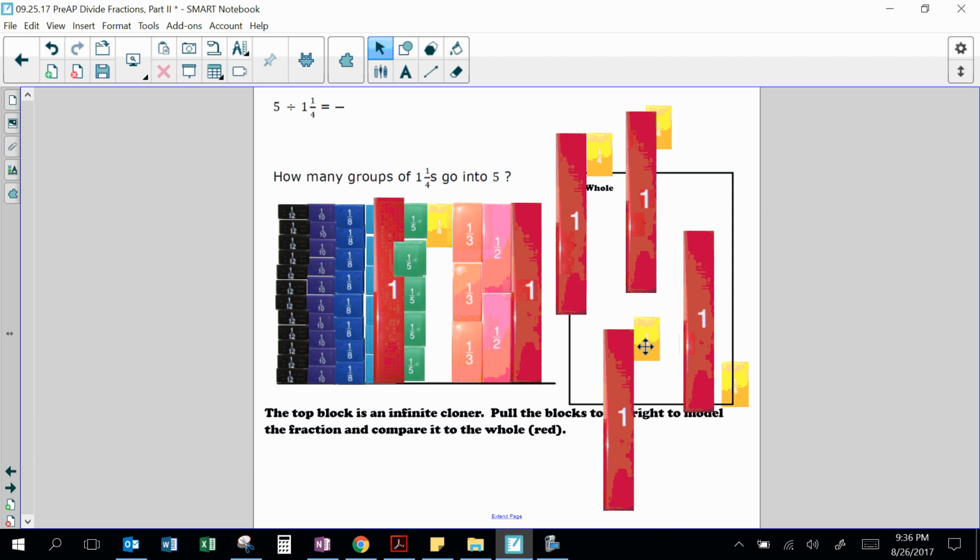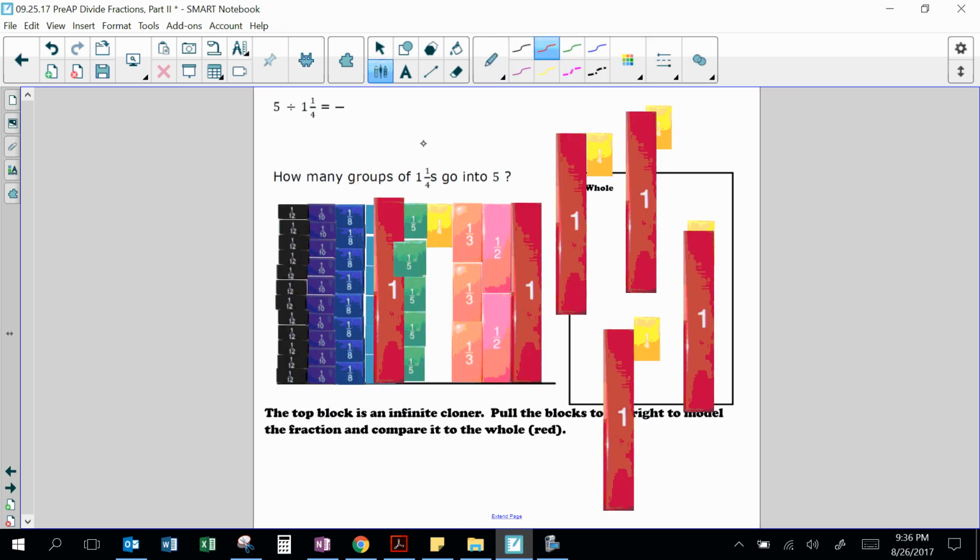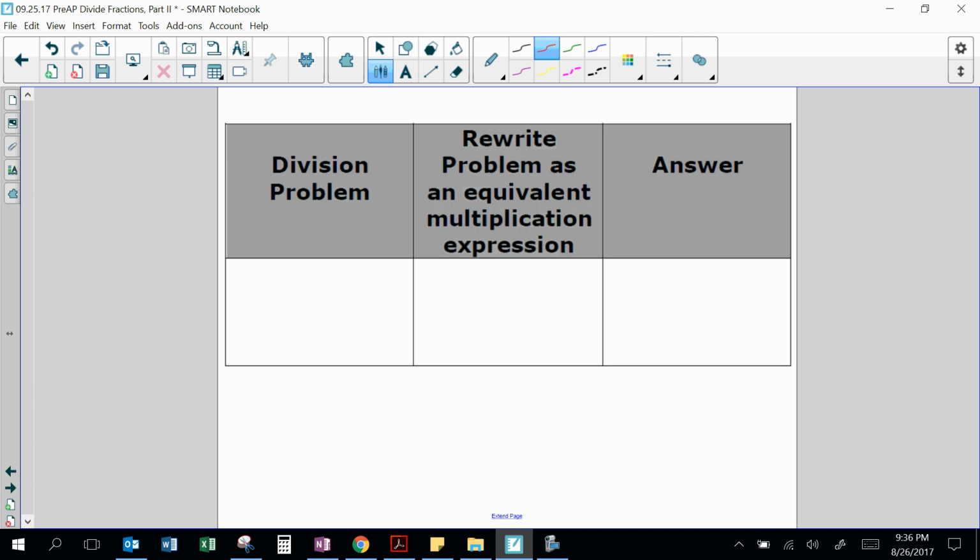1 and 1/4 pies. So that means the answer is 4. How many groups of 1 and 1/4 go into 5? 4. So let's write that as a division problem. She started with 5 pies. She's dividing into partitions, groups of 1 and 1/4.